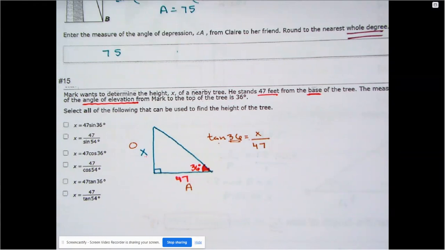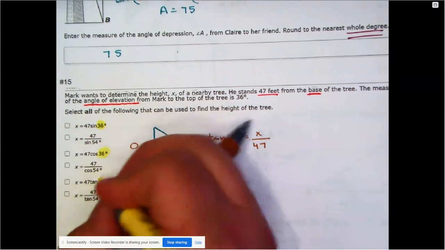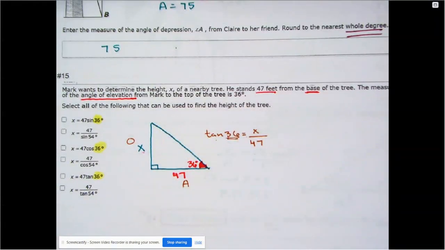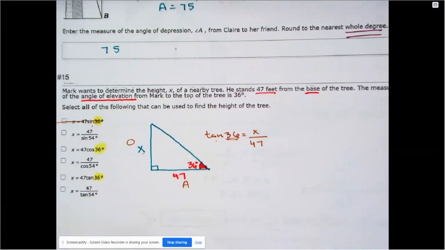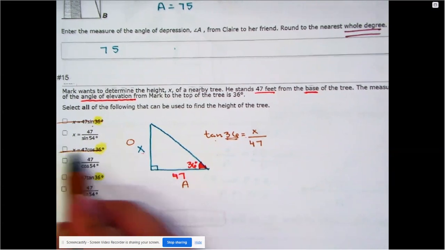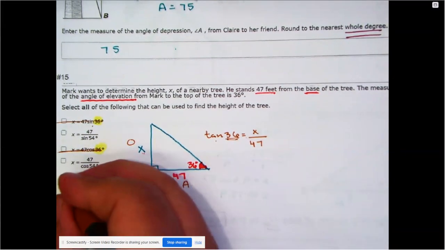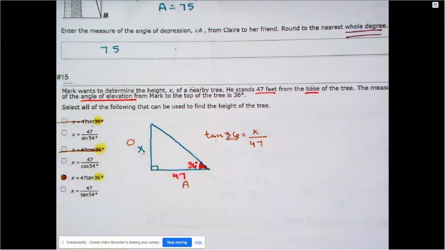So there's a 36, 36, 36. And if you look very carefully here, they use sine. That can't be it. They use cosine. That would be wrong. Tangent is the one. That's one of my answers.